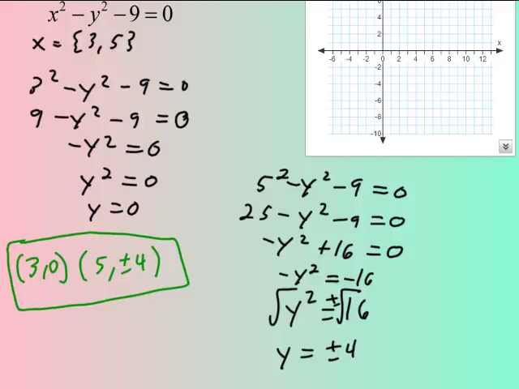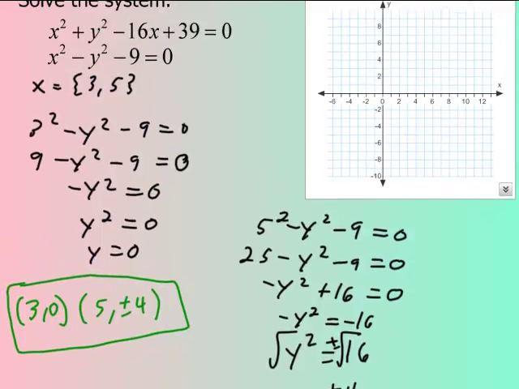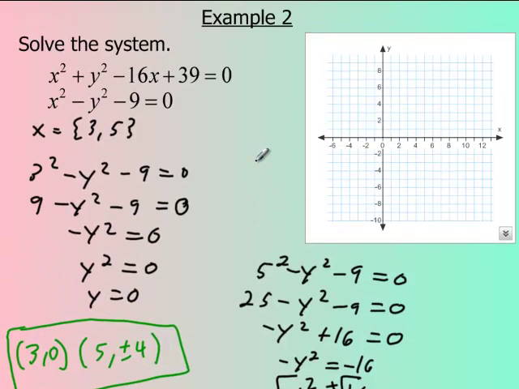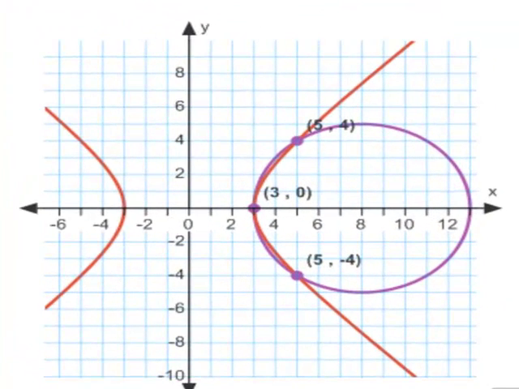Now, let's go ahead and take a look at what this looks like graphically. As we can see here, there are indeed 3 points being intersected, in this case by a circle and one of the branches of a hyperbola. So we see 3, 0, and then 5, 4, and 5, negative 4. So that's what it would look like graphically.